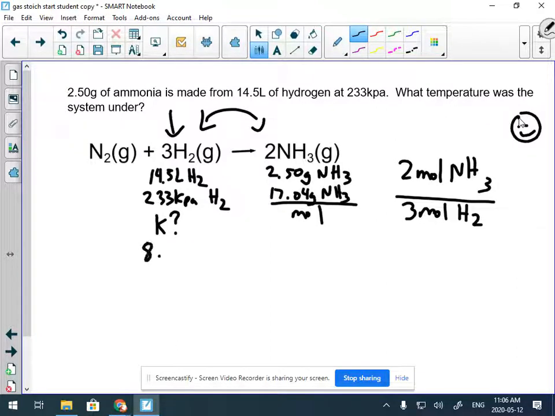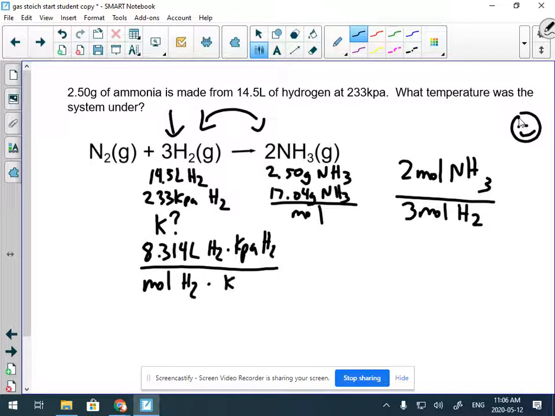I need the R constant. So that's the tricky thing. When do you use the R constant? The R constant is 8.314 liters kPa over mole Kelvin. If you have volume, and you've got temperature and pressure, you need the R constant. If the question is saying STP or SATP, you don't need the R constant, but in this case we do.